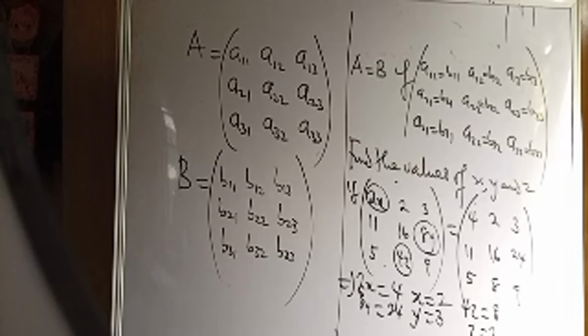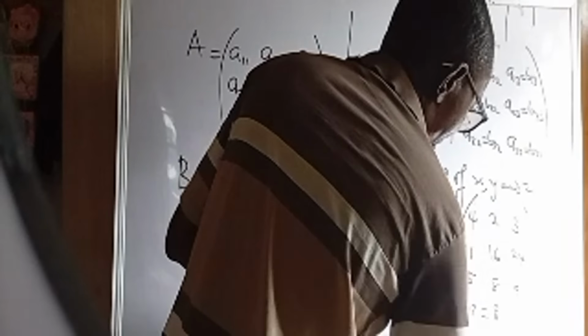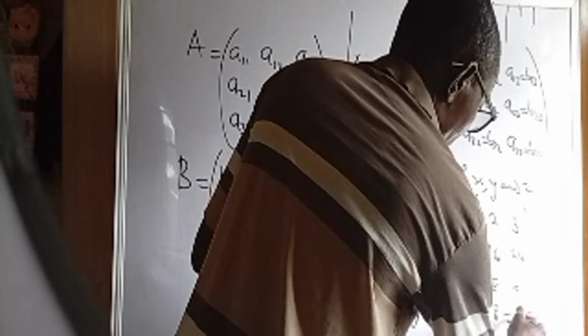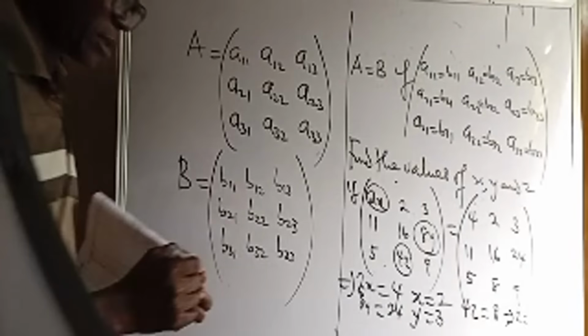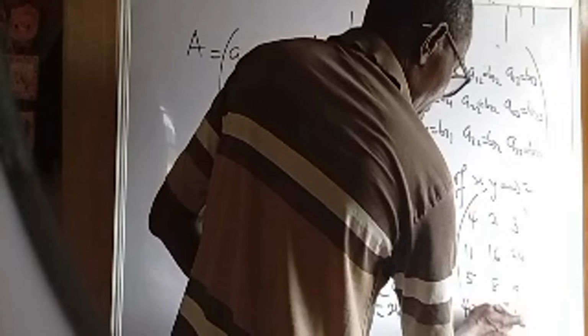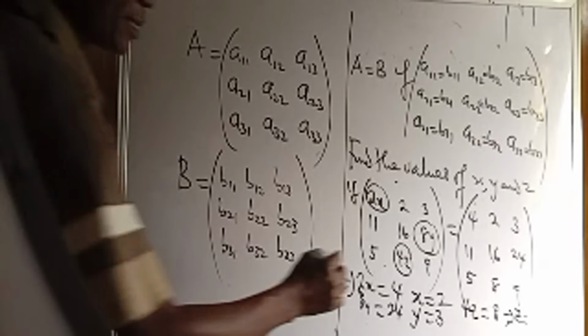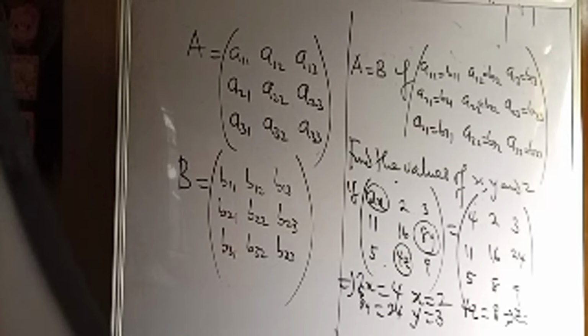Z is 2, for those who might not have seen clearly. Let me write my z clearly now. Z is 2. So that is it about equality of matrices. I hope we are getting closer and closer to the end of the exercise.